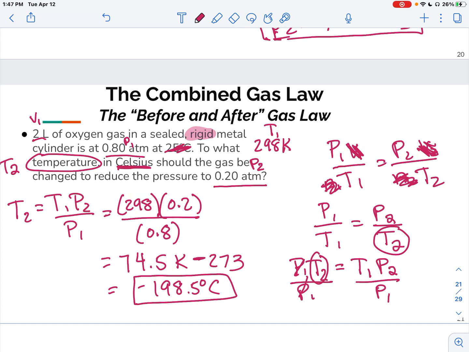So that's it for the combined gas law. And you can do any number of combinations with crossing out the variables here.